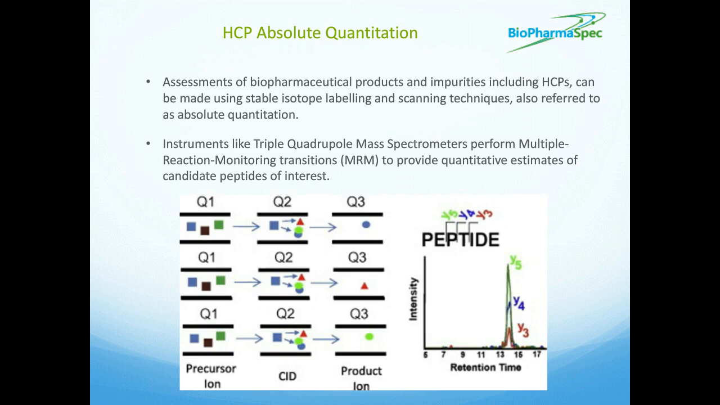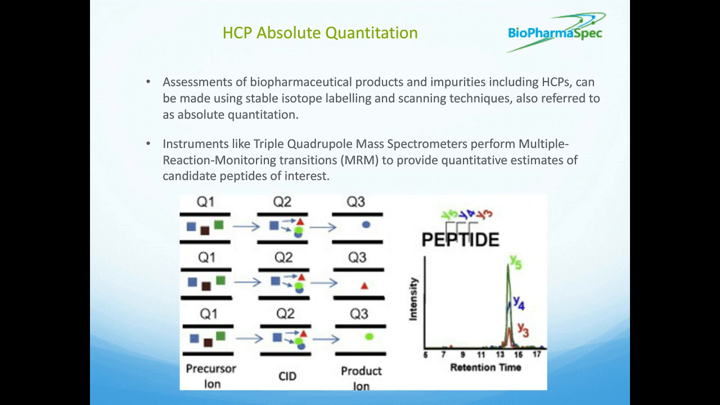When multiple product ions are followed, this is termed multiple reaction monitoring. In the diagram, we have an example of this. So there are 3 Y product ions that have been monitored and used to identify and quantify a particular peptide, which is also distinguished by its retention time.